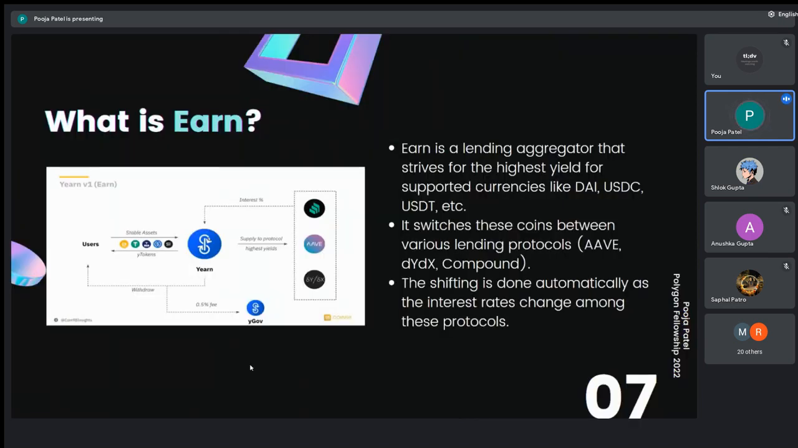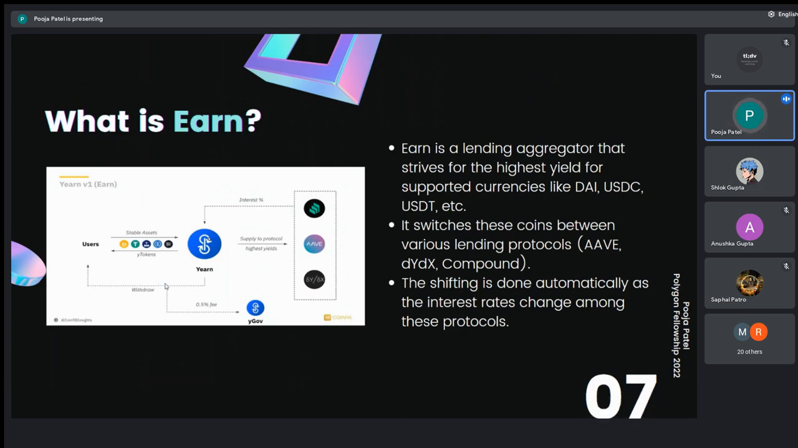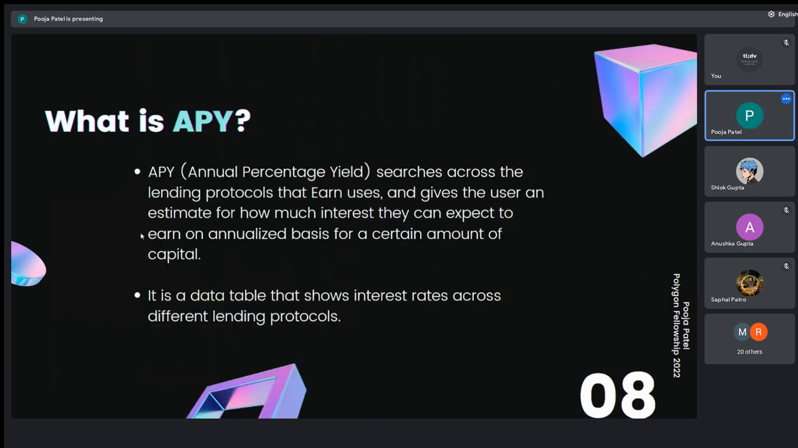So what is Earn? Earn is a lending aggregator that strives for the highest yield for the supported currencies like DAI, USDC, etc. For example, if a user wants to invest 500 DAI tokens, after giving the tokens to Earn, the protocol issues and returns yTokens. So the user gets 500 yDAI tokens, and then the protocol moves these tokens to different lending protocols to get the maximum yield. Let's suppose Compound gives the maximum yield at a particular time, rather than dYdX, then the protocol would automatically move the funds to Compound. Meanwhile, the user can claim their DAI tokens back anytime by returning the yDAI tokens to the protocol and paying a 0.5% withdrawal fee.